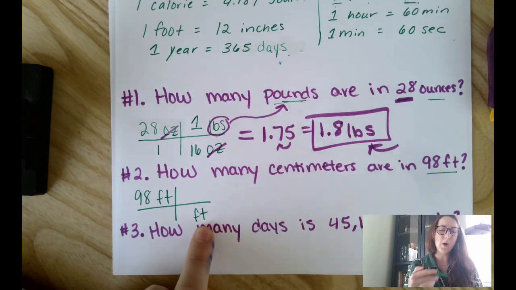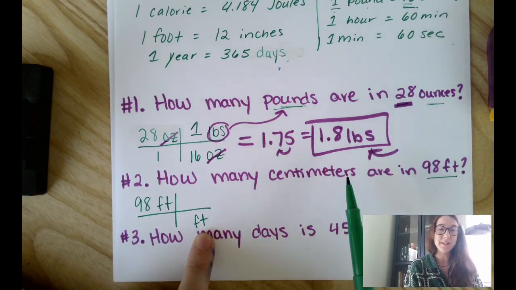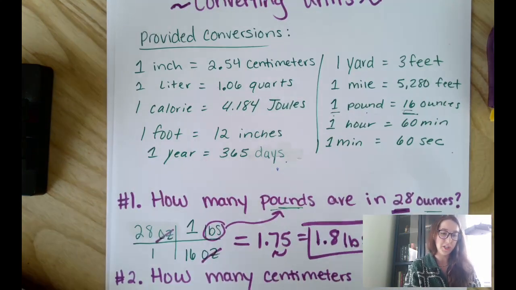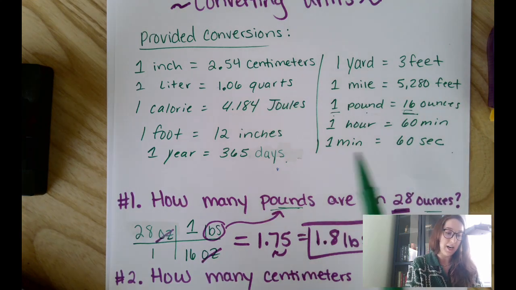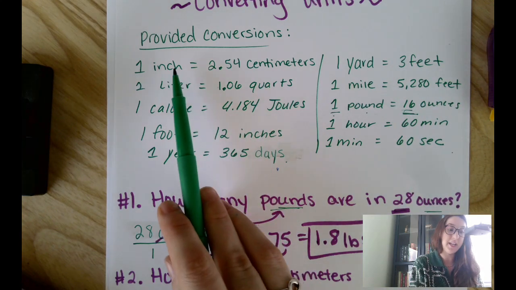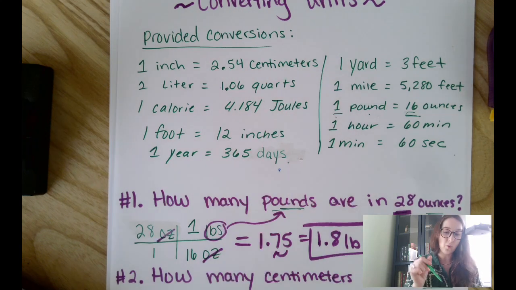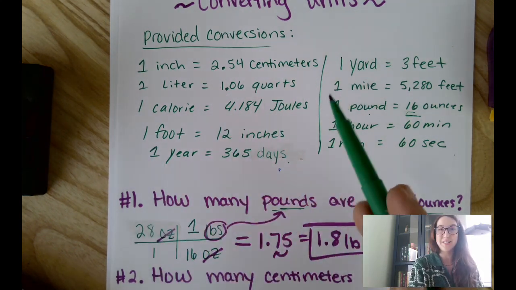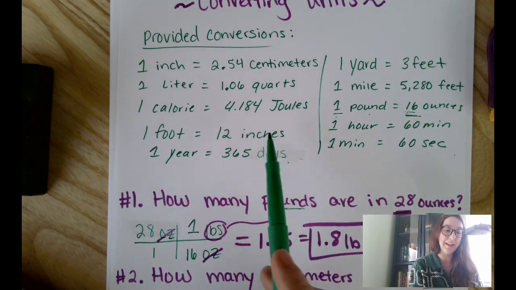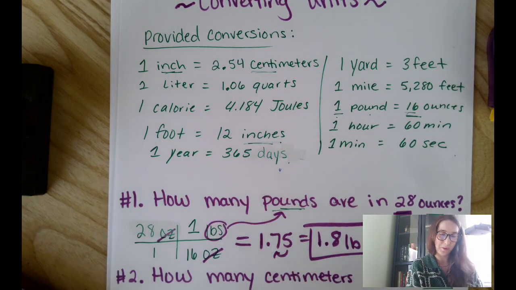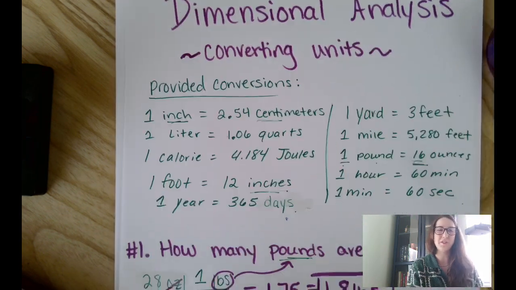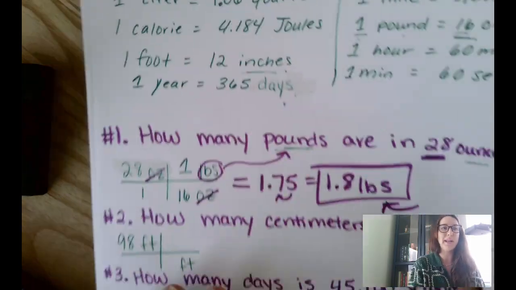And then I'm going to say, okay, is there anything about feet to centimeters in the provided conversions? I see feet to yards, I see feet to miles, I see feet to inches, and then inches to centimeters. So while I don't have a direct feet to centimeter conversion, I can go to inches, and then from inches get to my centimeters, okay? You see the point, you see the logic here? Just find the quickest path to get from point A to point B.